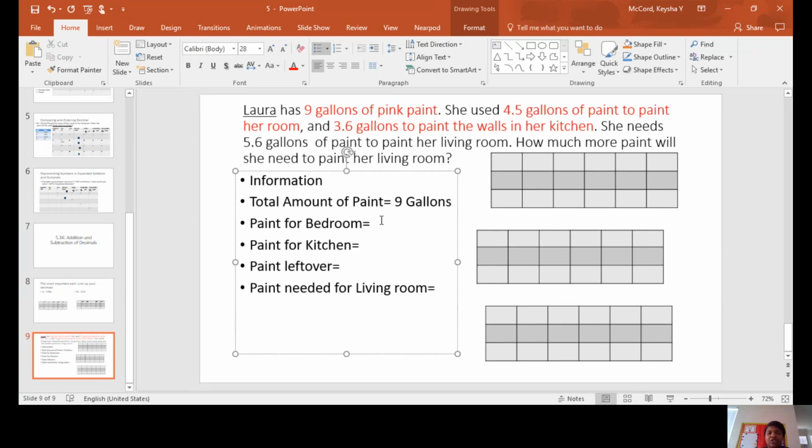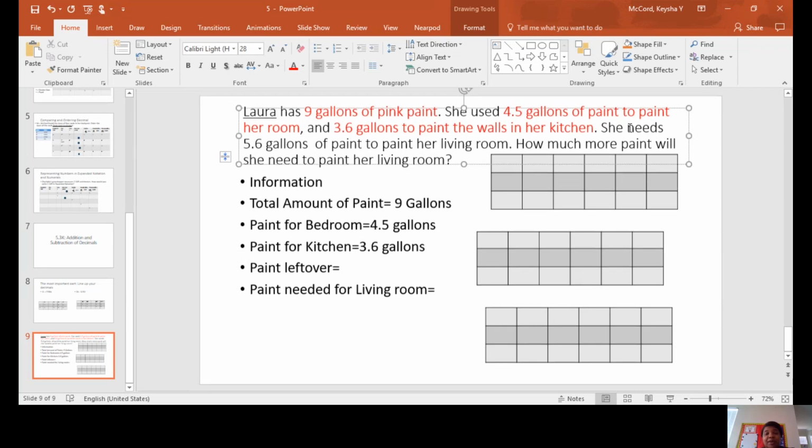She painted her room. She used 4.5 gallons, okay? And to paint her kitchen, she used 3.6 gallons. So that's how much I have right now. She needs 5.6 gallons of paint to paint her living room.